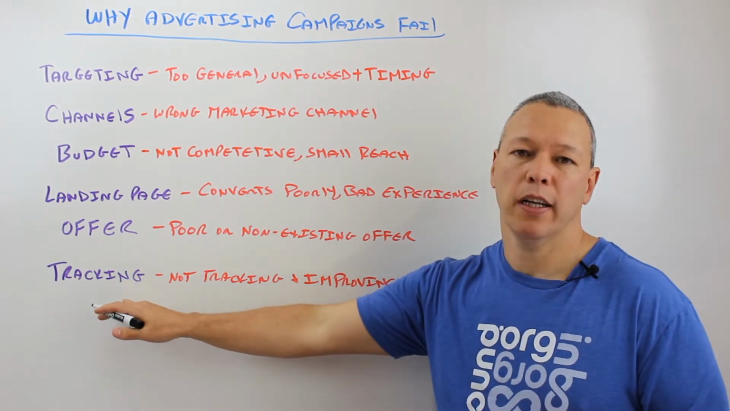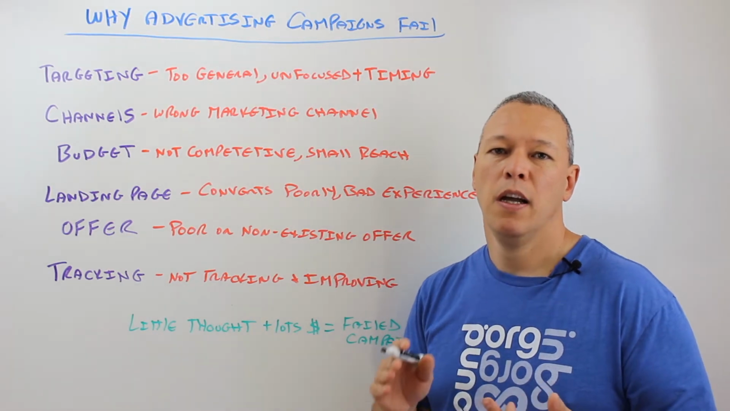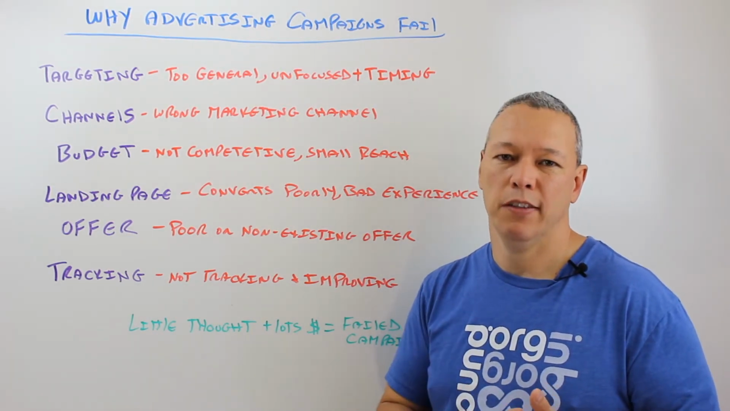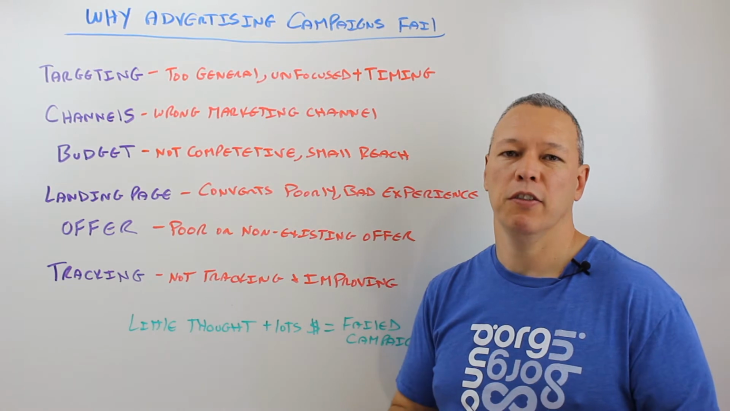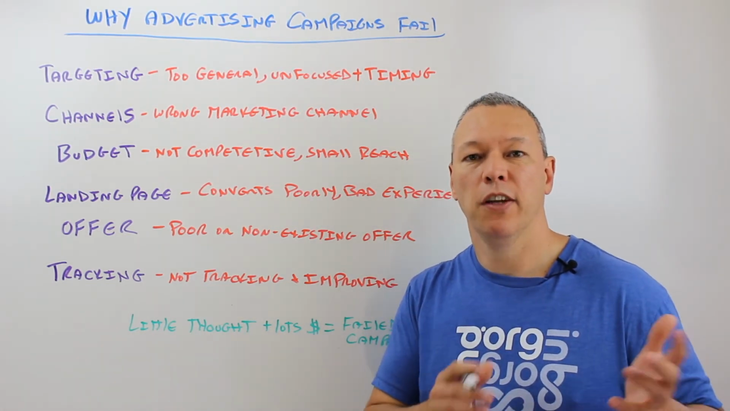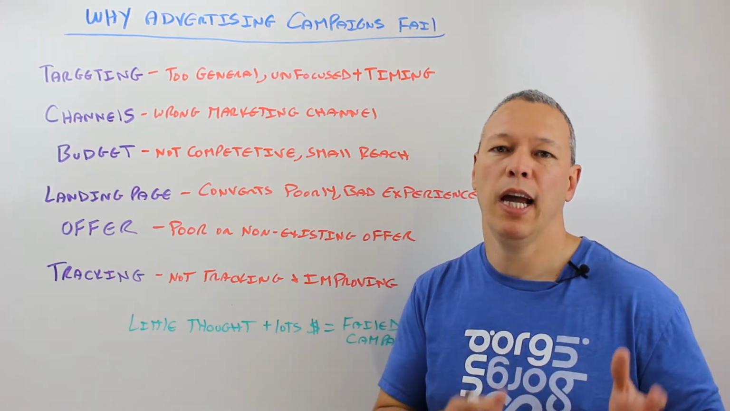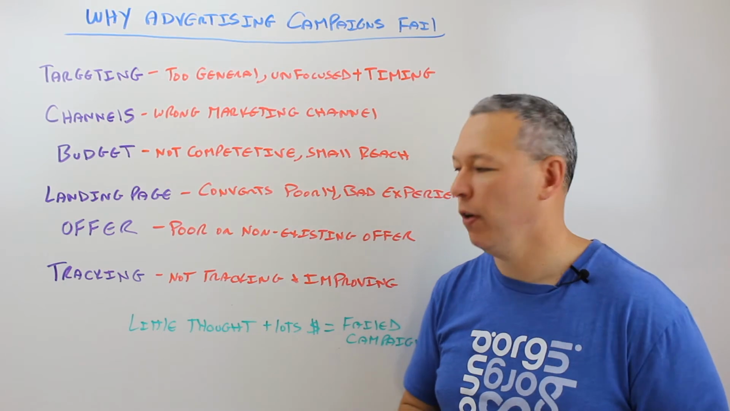So start tracking. You need to start tracking your metrics. You need to know how much you're spending, how many leads it's generating, how many sales it's generating, what are the values of those sales, and then you can evaluate those numbers against your other advertising campaigns and other marketing channels and see if it makes sense for your business or see how you can improve those numbers, okay?